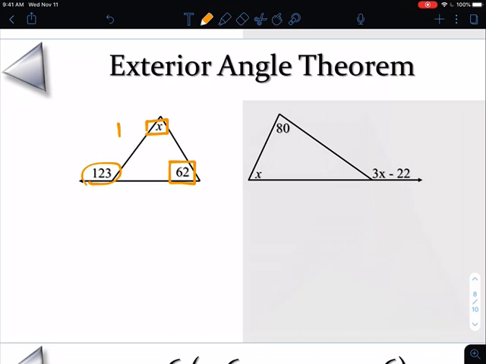And so if I take those 2 furthest away angles, x plus 62, that's always going to equal that 1 outside angle, 123. And so now I can go ahead and solve for x. I subtract 62 from both sides. X would equal 61 degrees.